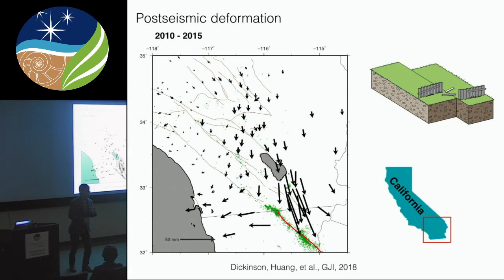If you keep recording those positions from GPS continuously after the earthquake, you will see that the crust is still moving after the earthquake. This is a collection of data between 2010 and 2015, a 5-year record. Then you see there's roughly 5 centimeters of displacement, even after the earthquake.